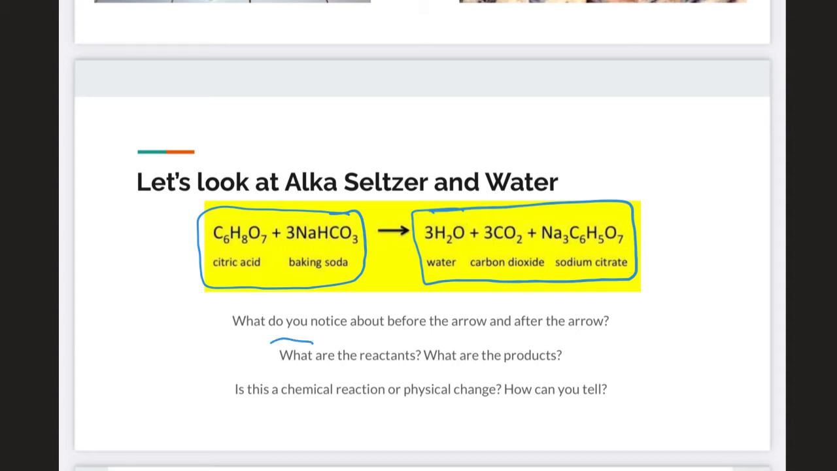This question here, what are the reactants and what are the products? That's what we're going to learn about today. That's what our focus is, figuring out what are the reactants and what are the products. So based on what you think, do you think that what comes before the arrow are the reactants or are they the products? Do you think that what comes after the arrow are the reactants or the products?